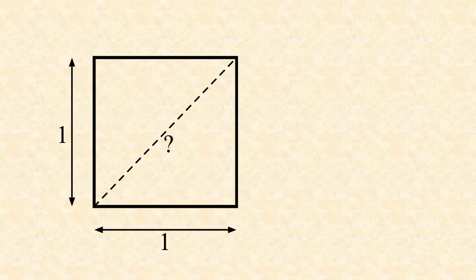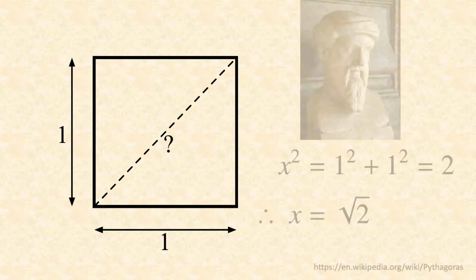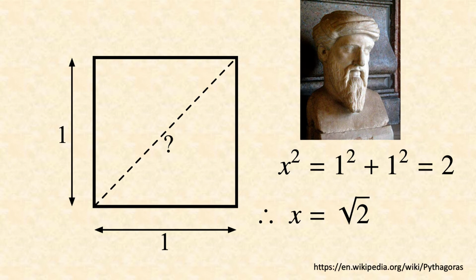Let's start with a simple geometry question. We have a 1 by 1 square. How long is its diagonal? For the answer, we turn to our good friend Pythagoras. The diagonal is the hypotenuse of a right triangle whose legs are both 1 unit long. From this, we easily determine that the length of the diagonal is the square root of 2.